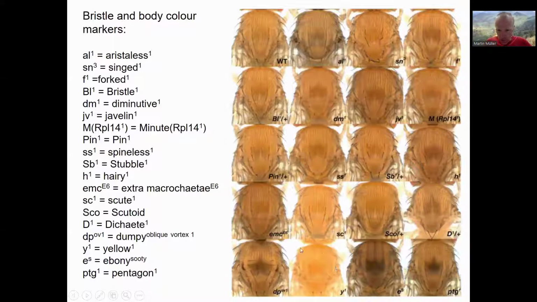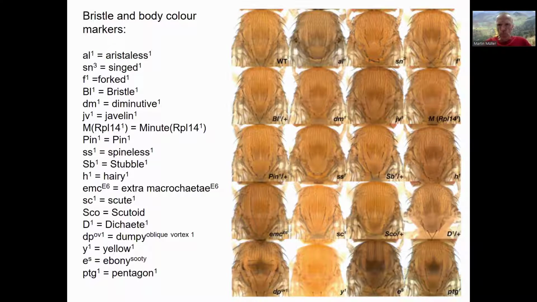Then there is the mutation yellow. You can see that pigmentation is much lighter. So that's the gene yellow on the X chromosome, not far from white. If it's mutated, you lose body pigmentation. The other thing can also happen. Here, in the case of the ebony sooty allele, the body pigmentation gets clearly darker, and both yellow and ebony are recessive markers and are quite frequently used in fly genetics.